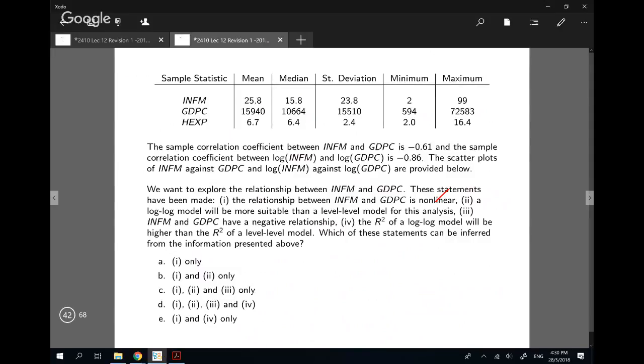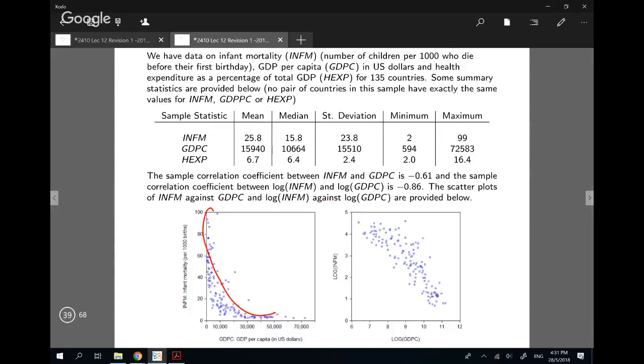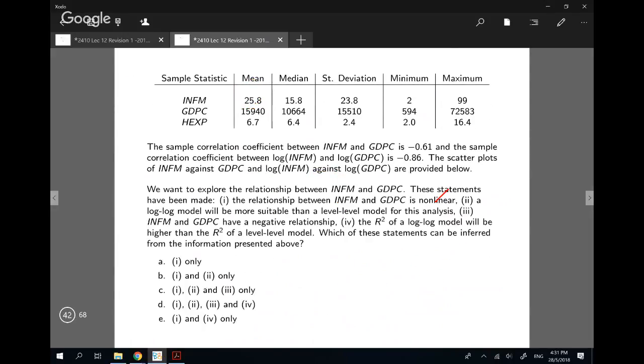Log model more suitable than level. Okay. Why is that true? Because it's non-linear, right? It looks like an exponential shape. So there's an exponential relationship, which in functional form is manifested in a log model. Okay, that makes sense. Three, a negative relationship. That's true also. It's downward sloping. It's negative. Four, the R square of log will be higher than R square of level.